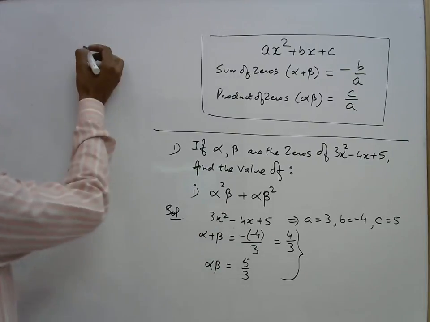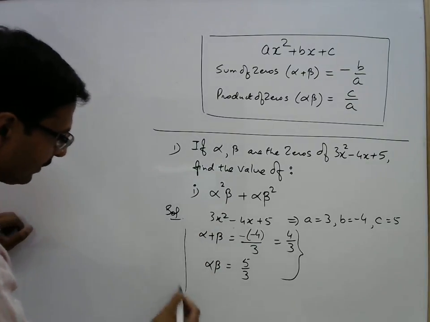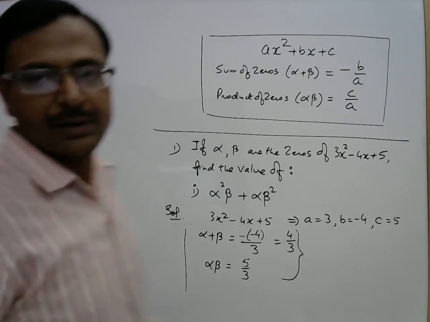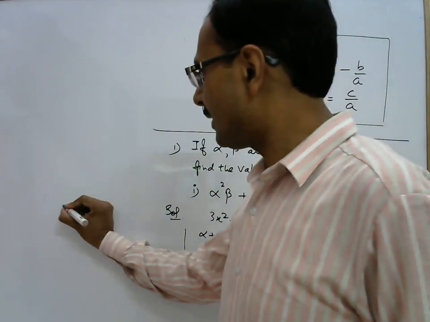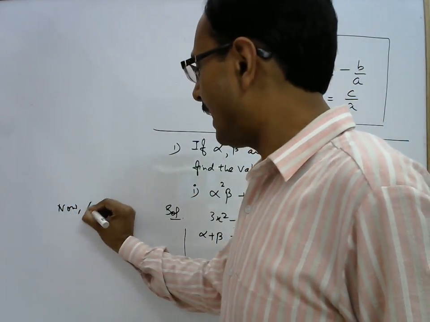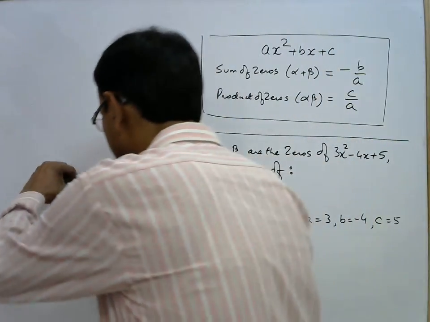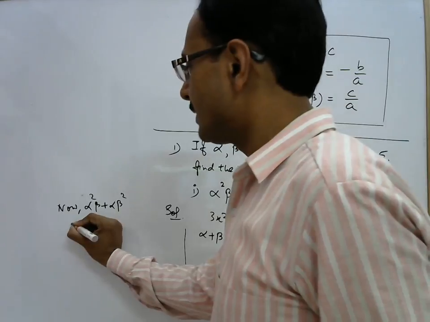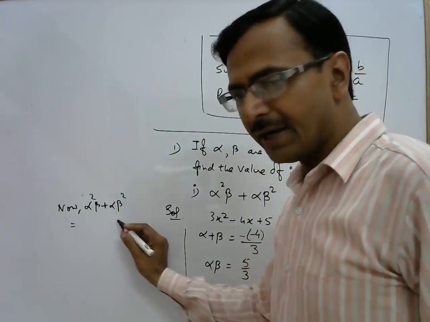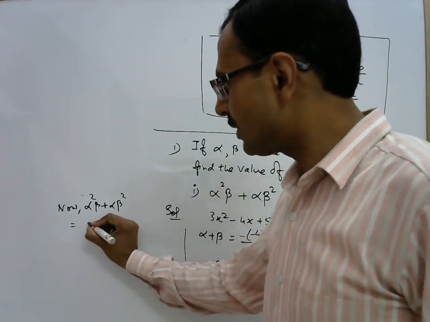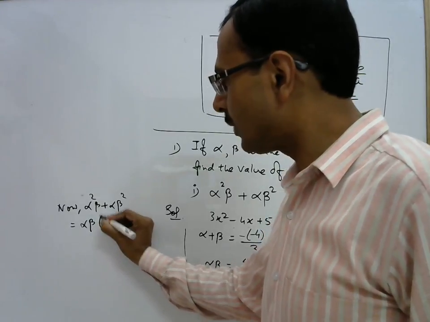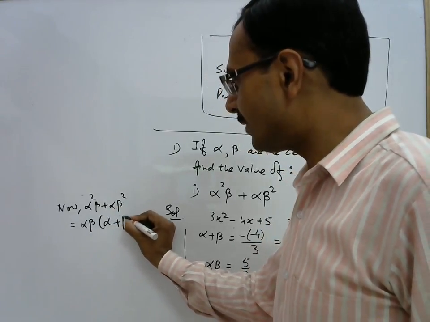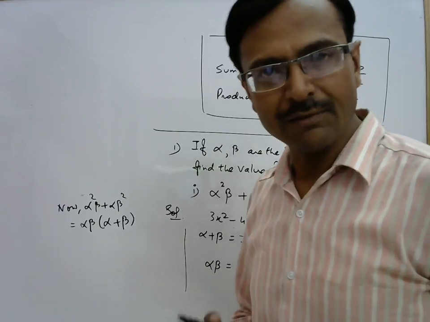So after this I am solving here. The value required is now alpha square beta plus alpha beta square. See, here we can take alpha beta common. So if you take alpha beta common, you are left with alpha plus beta. And this step solves our purpose.